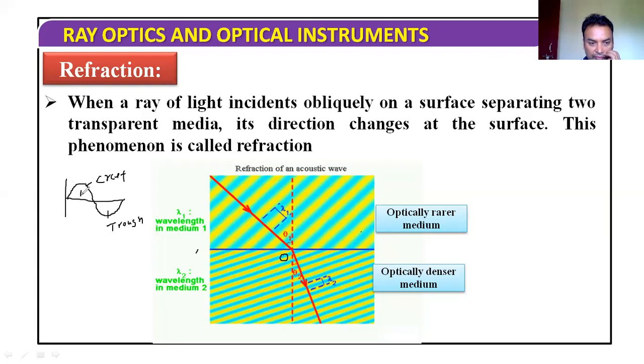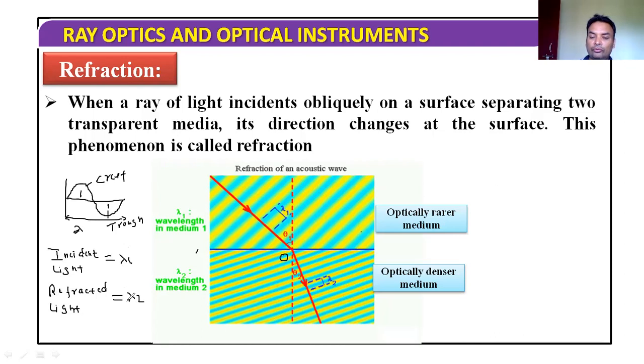So one crest and one trough, that makes 1 lambda. From here to here, this is my 1 lambda. This is called lambda. So the incident light has wavelength equal to lambda 1. And refracted light means the light entered into the water. That is called the refracted light, that has wavelength equal to lambda 2.